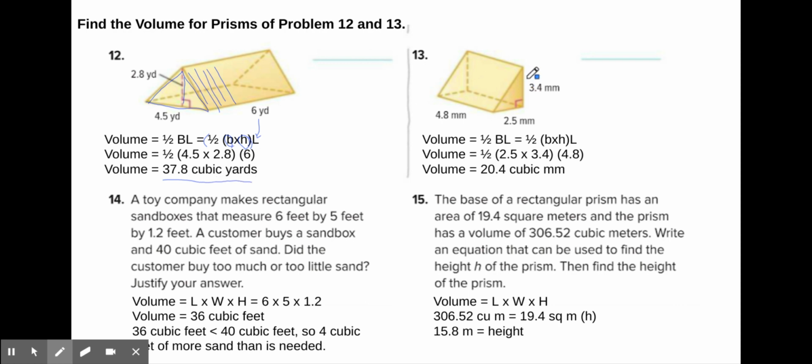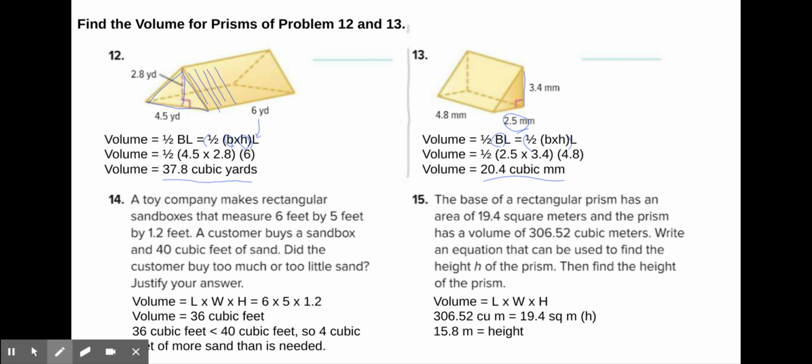Now number 13. Again, big thing here, right? This base is the triangle. So here's our triangle, right? Half little b, little h. And so there's our base. Here's our height. Base, height. And then we get 4.8. We do precision. We go 2.5 times 3.4 times 4.8, divided all by 2. And you get your 24/10 cubic millimeters.